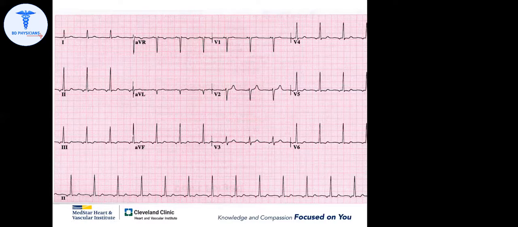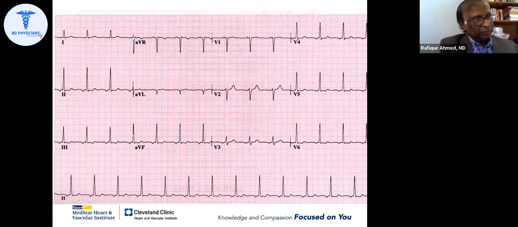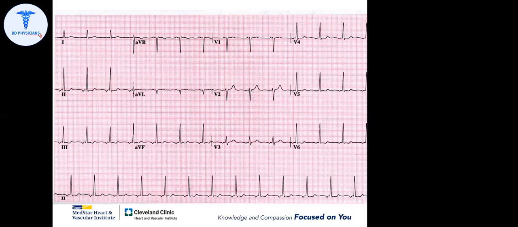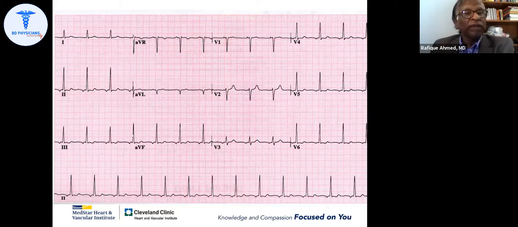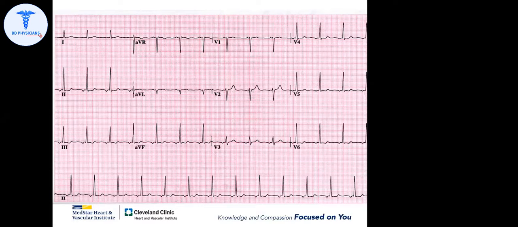In this ECG, sir, P is inverted in 3, AVF. So where is the P wave coming from? Is it sinus? No, sir. P is inverted, not sinus rhythm. So where is it coming from?